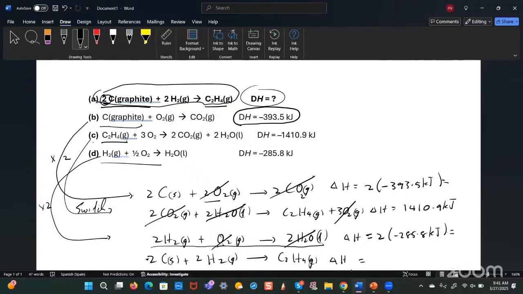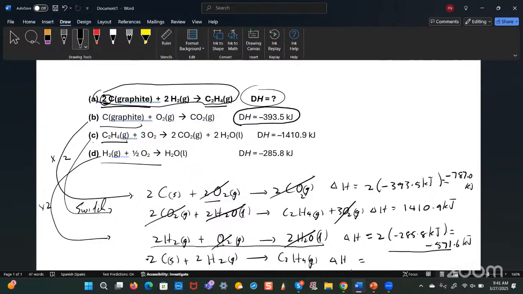393.5 minus times 2, so that gives minus 787.0 kilojoules. And then down here would be minus 285.8 times 2, and that would give minus 571.6 kilojoules. And then now we add up everything to get the final delta H.